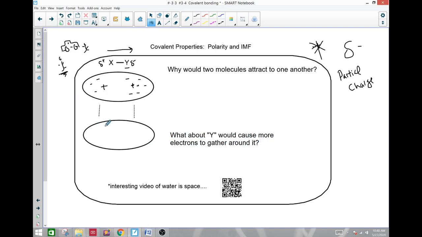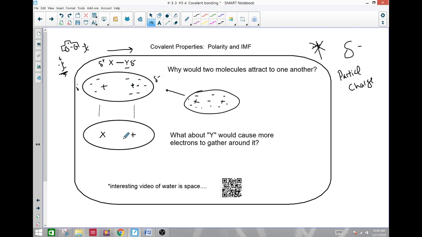Normally they would be equal. I should have redrawn this. Let's start out normally: nucleus, nucleus, positive, positive, and the electrons are just evenly spread out. That's fine. But for some reason, this is causing this side to be partial negative and this side partial positive, because electrons are being dragged over.